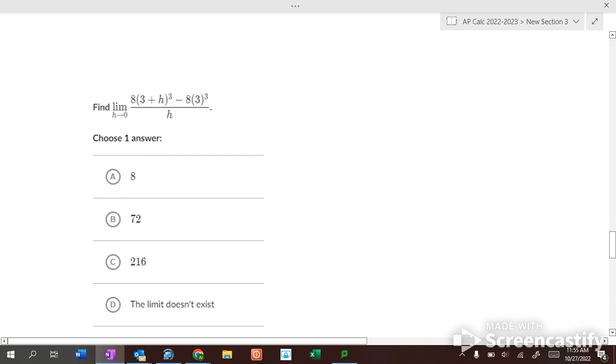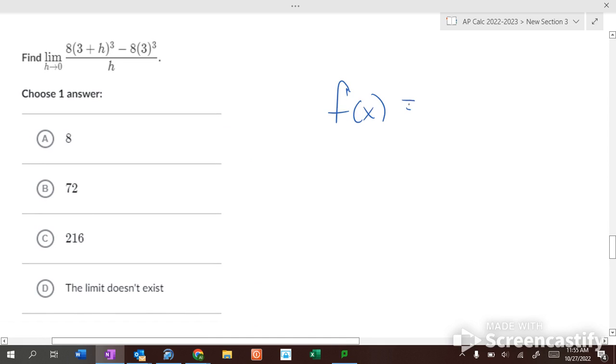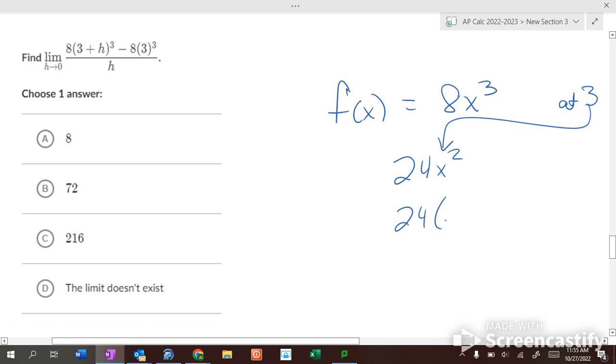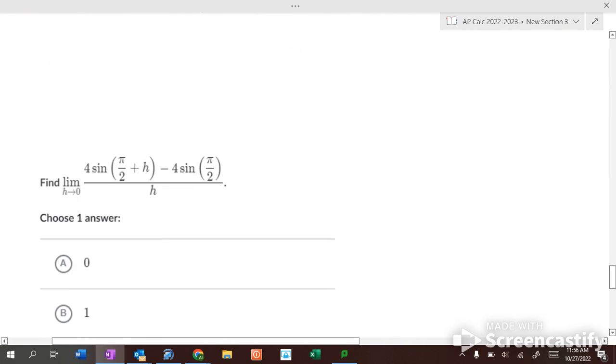So, f of x plus h minus f of x all over h. What's f of x? So f of x, our original f of x, will be 8x cubed. And we're figuring out the limit at 3. Okay? So what's the first derivative of 8x cubed? 24x squared at 3. Put a 3 in. It's 24 times 3 squared, which is 9, which is 216. Okay? Trying to make you think backwards a little bit.